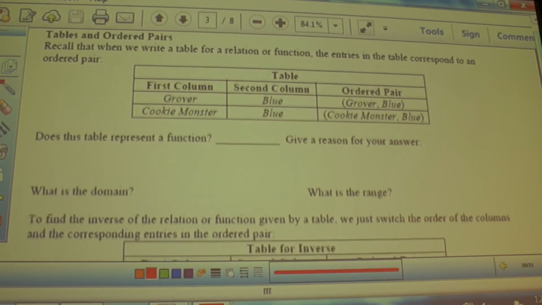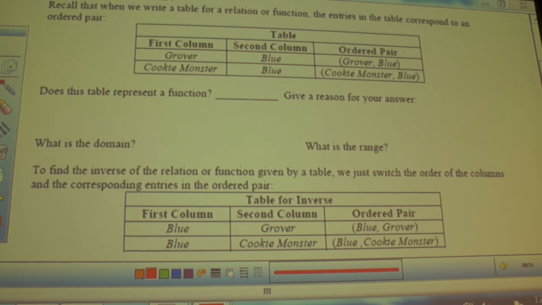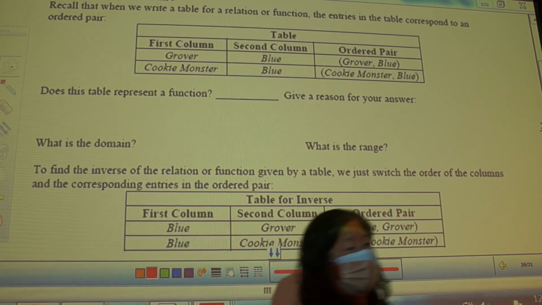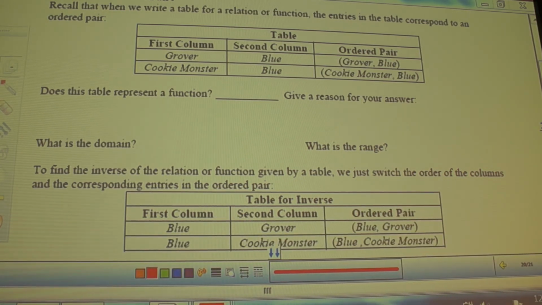So next page. Alright, so here's my first table. Grover goes to blue. Who's familiar with Grover? Sesame Street, yeah? Grover is blue. So the ordered pair is Grover, comma, blue. The next one I have is Cookie Monster. That's my friend's favorite. Cookie Monster is also blue. So Cookie Monster, comma, blue, that's another ordered pair.